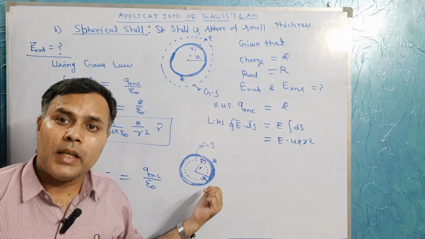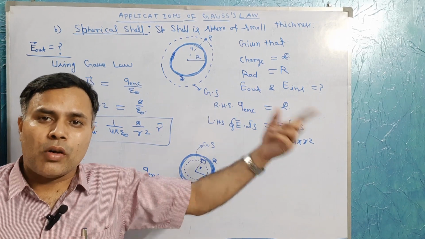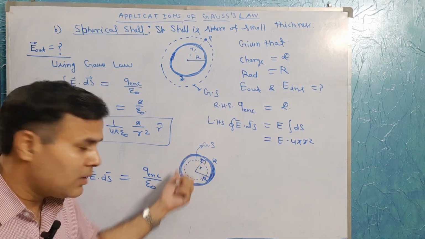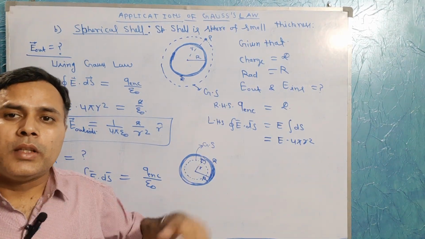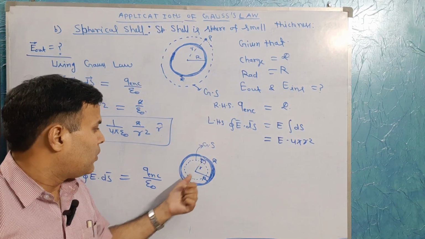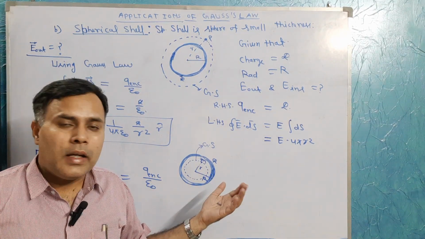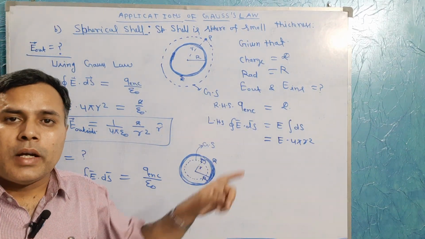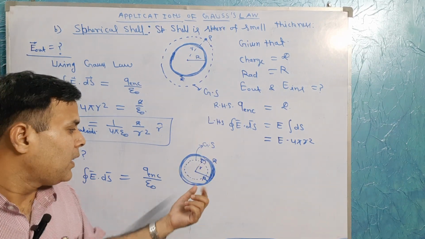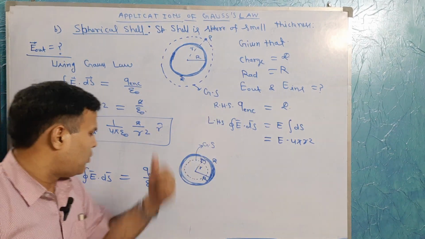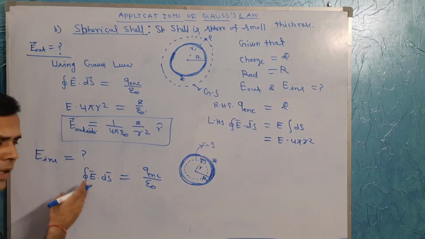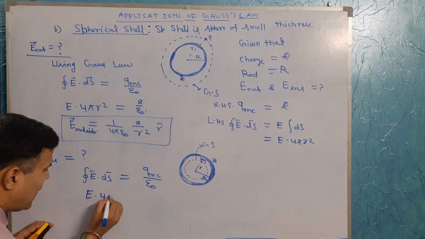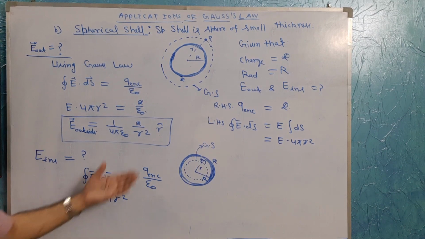What is E dot ds in this case? E dot ds is also E ds cos theta. So E into 4 pi r square, because again the area vector ds is normal to the surface and the electric field is radially outward, so the direction of E and ds are the same. So theta is 0 and the integral of ds is 4 pi r square. So the left hand side is simply E into 4 pi r square in this case.